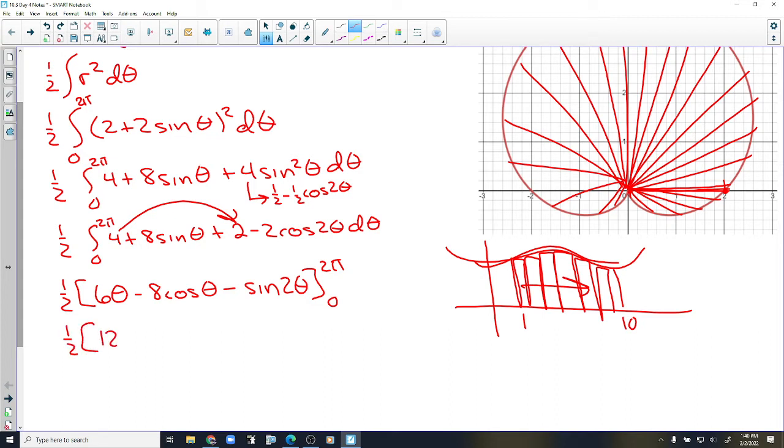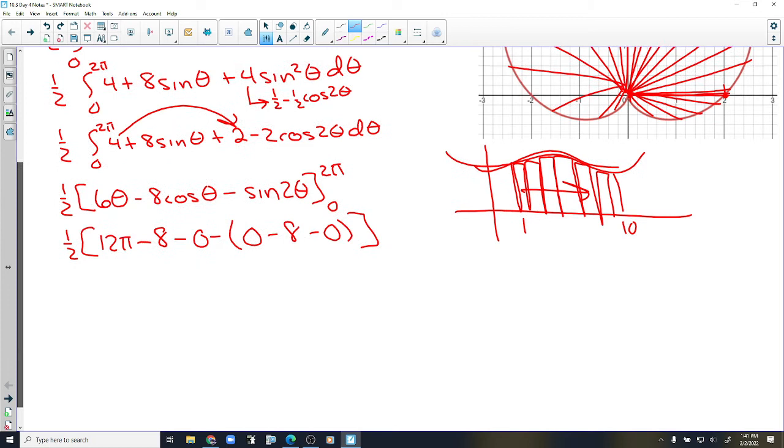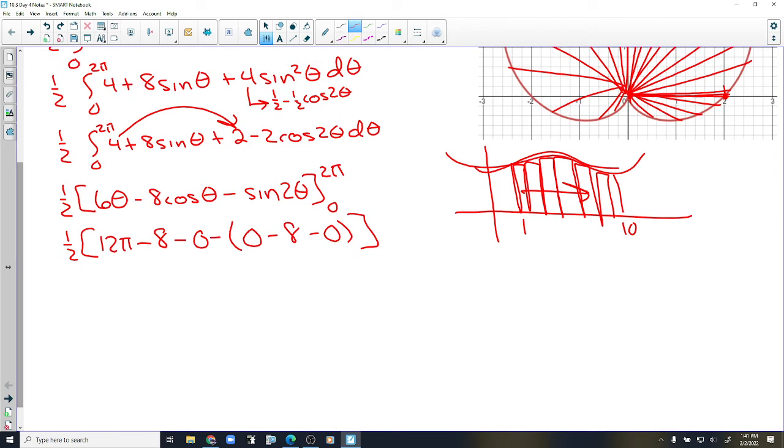So 12 pi, cosine of 2 pi is 1. Sine of 4 pi is 0. Cosine of 0 is 1. So minus 8 minus 0. But then we have 8 plus 8. So half. I'm looking at 6 pi.